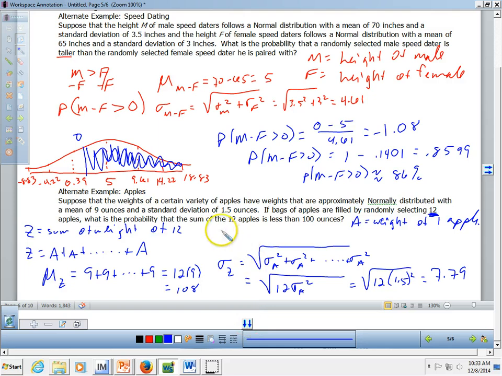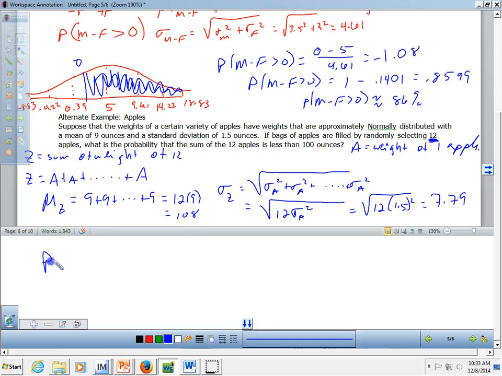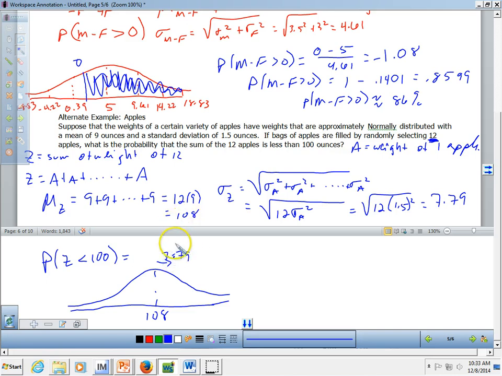Now we can find out the probability that the sum of the 12 apples is less than 100 ounces. Now I want to know the probability that Z is less than 100 ounces. That's where you go back into your normal curve. And this curve is going to have a mean of 108 and a standard deviation of 7.79. And this is where you just do your normal calculation stuff. I'll save you the shading and whatnot. You should shade and mark your standard deviations, but I'm just going to do this for time's sake.